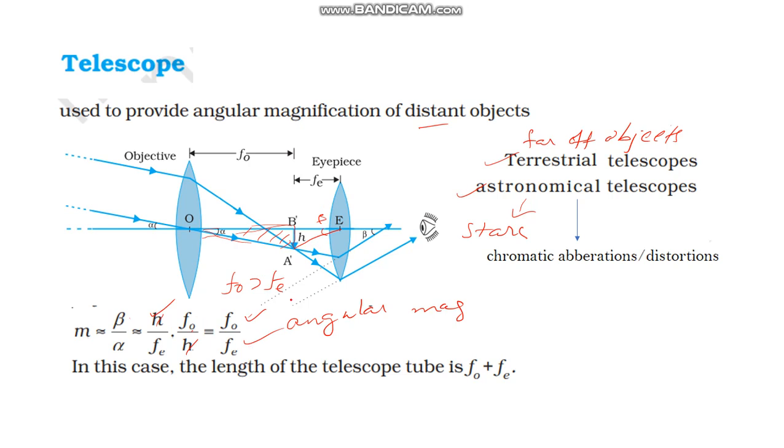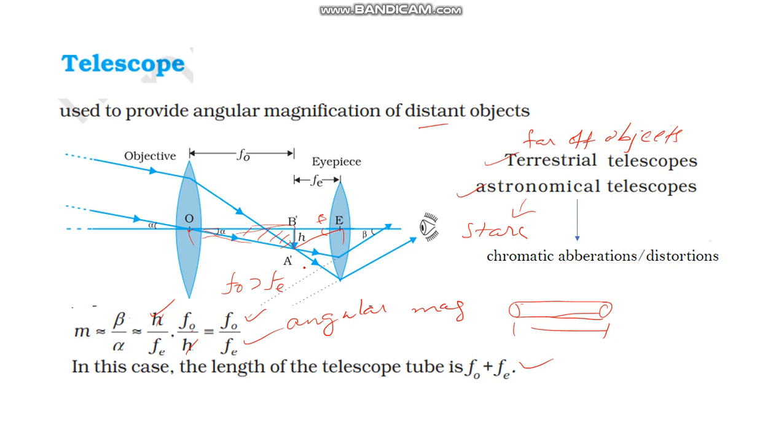Here they will talk about the tube length. Normally you will be watching the stars in the telescope, it will be something like this. So what is this tube length? Tube length is fo plus fe. From here to here it is the tube length.